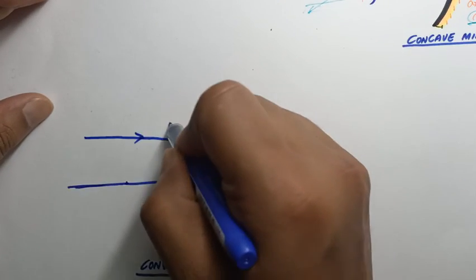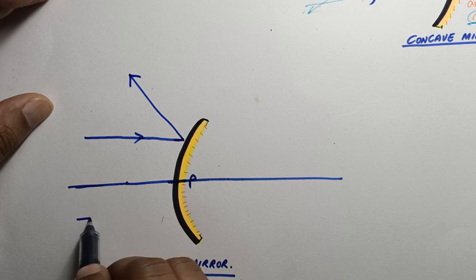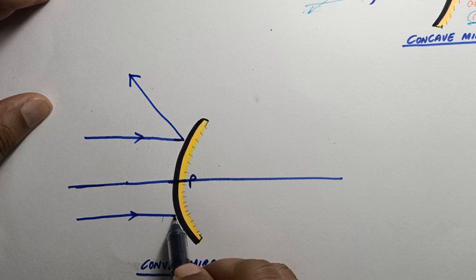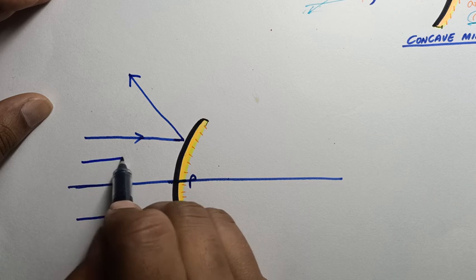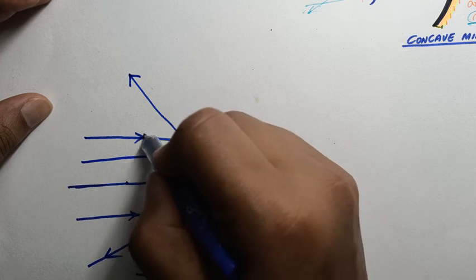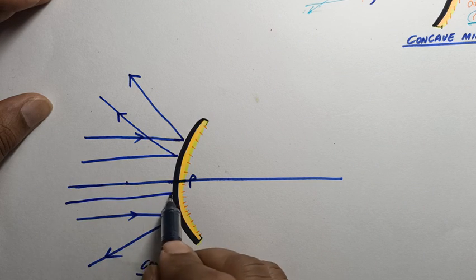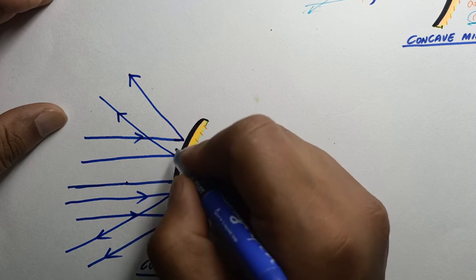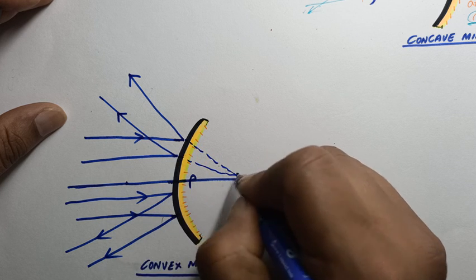So from here, the ray of light will get reflected. Let's draw one more. So the ray of light travels parallel to the principal axis. After striking the reflecting surface, it will get reflected. You can draw any number of rays of light and you will find that all these rays of light will get reflected and they will be parallel to each other. Okay, now from here we draw an imaginary line.